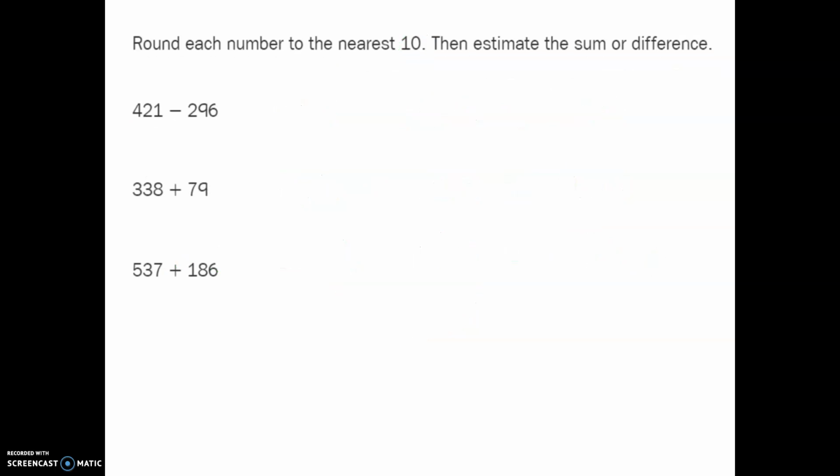And here, round again to the nearest 10, and then estimate the sum or the difference. That's going to be 420 minus 296. Well, I have to look at the tens number, 96. It's between 90 and 100. It was closer to 100. So that means that I have to change the number in the hundreds place. So that's going to be 300. And the answer is going to be 120.